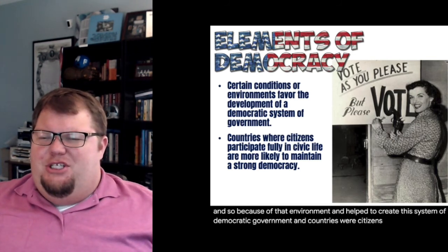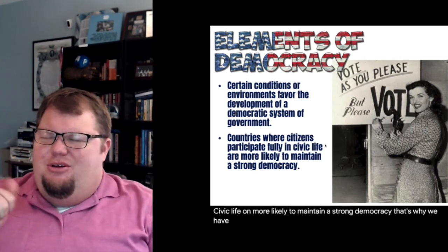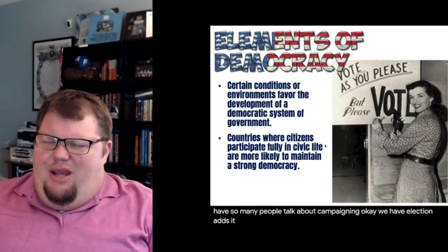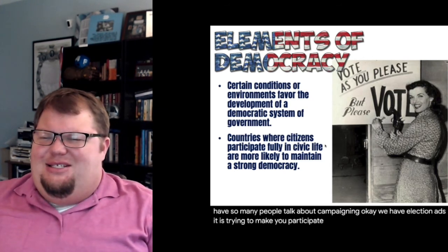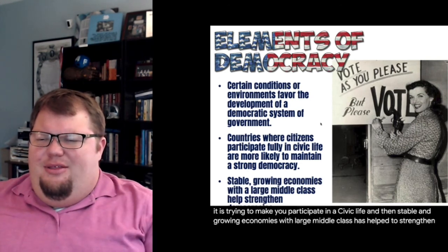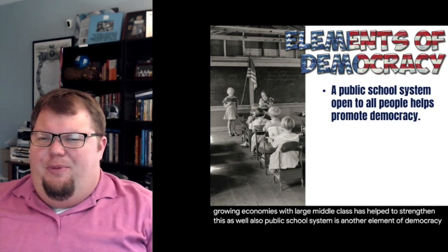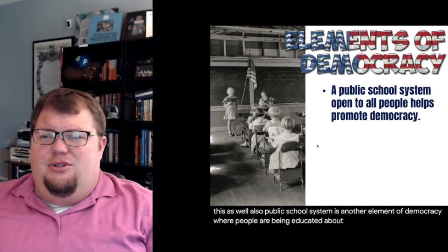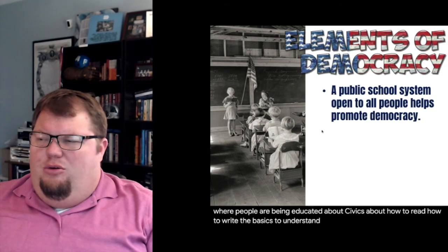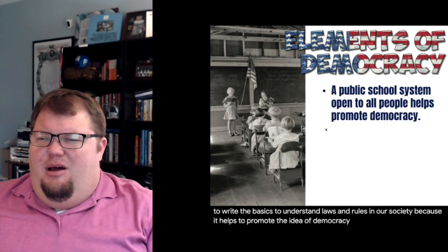And countries where citizens participate fully in civic life are more likely to maintain a strong democracy. That's why we have so many people talk about campaigning. Okay, we have election ads. It is trying to make you participate in civic life. And then stable and growing economies with large middle classes help to strengthen this as well. Also, the public school system is another element of democracy, where people are being educated about civics, about how to read and write, the basics to understand laws and rules in our society, because it helps to promote the idea of democracy, because knowledge is power.